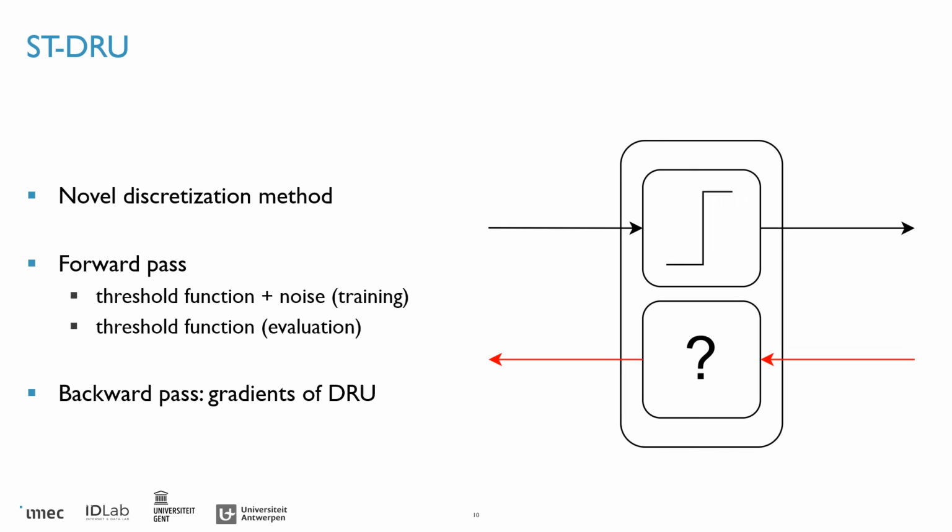The next method is a novel method that we present ourselves in our paper, which is called the straight-through DRU. Here we apply the principles of both the DRU and the straight-through estimator and combine them. So in the forward pass during training, we apply a threshold function with Gaussian noise added, and during evaluation, we don't add noise. And during the backwards pass, we use the gradients of the DRU.